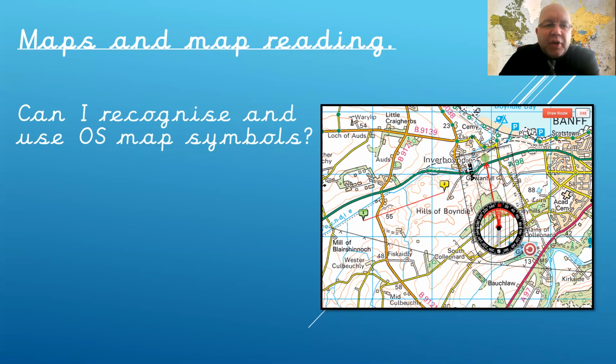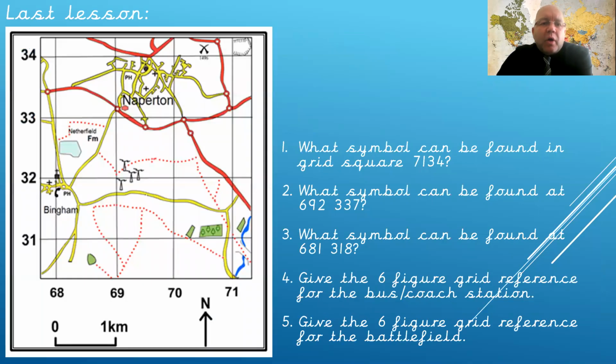Today, our focus is on OS symbols, so Ordnance Survey map symbols. We're actually going to be comparing maps to real life to see how close they are, and whether we can recognize the real thing from the map and vice versa. But anyway, let's have a quick reminder of last lesson, which, if you recall, was all about six-figure grid references together with our Ordnance Survey symbols. So let's just have a look at some of the answers.